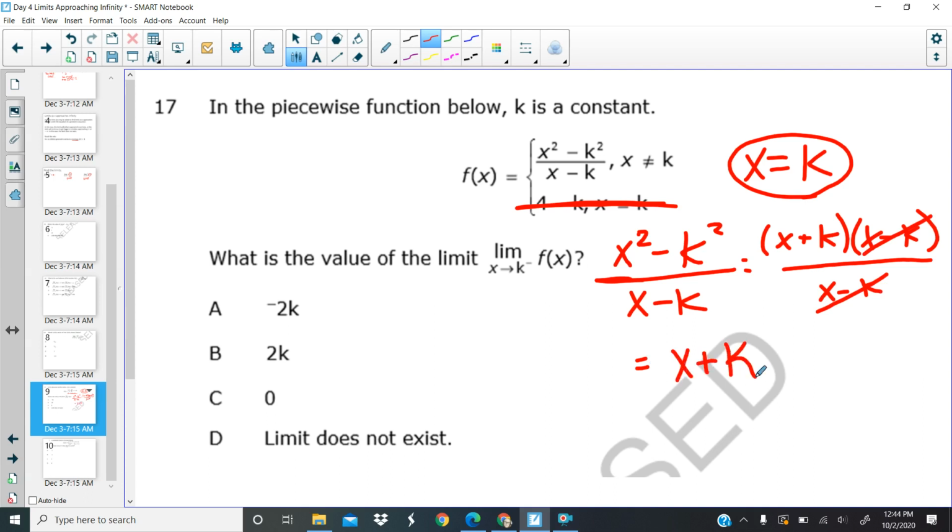Now we need to take our x value, which is k, and plug that back in for x. So we would have k plus k, and k plus k is going to equal 2k. And that's going to be the limit as x is approaching k from the left-hand side. Or if it had asked for from the right-hand side, we would have that same limit of 2k.